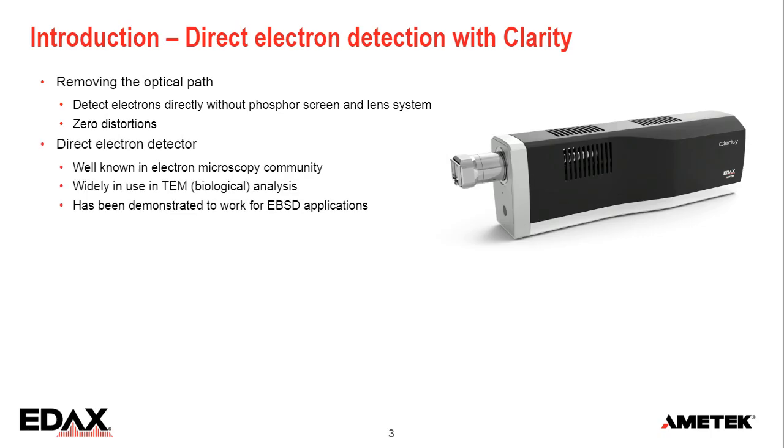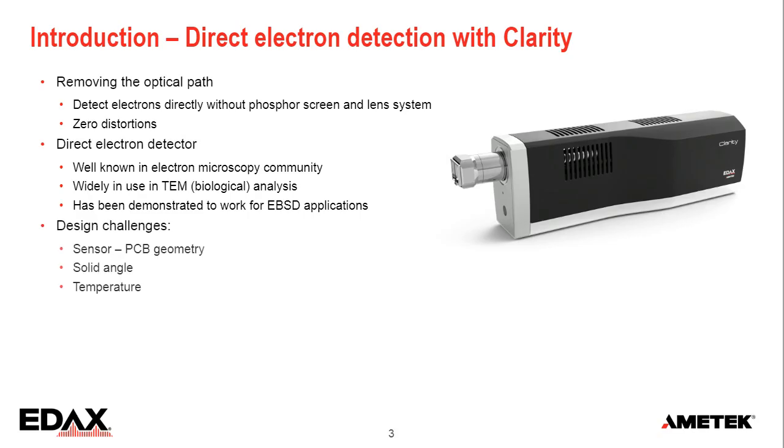Now, direct electron systems are not new, of course. They've been used for many years already, mainly in transmission electron microscopy, biological analysis, and also for beam-sensitive materials, with very fast, very sensitive sensors. And a number of years ago, it was demonstrated to work for EBSD applications as experimental configurations.